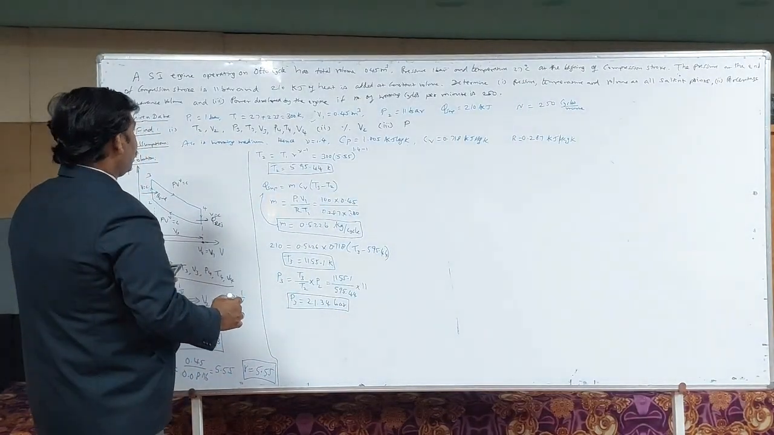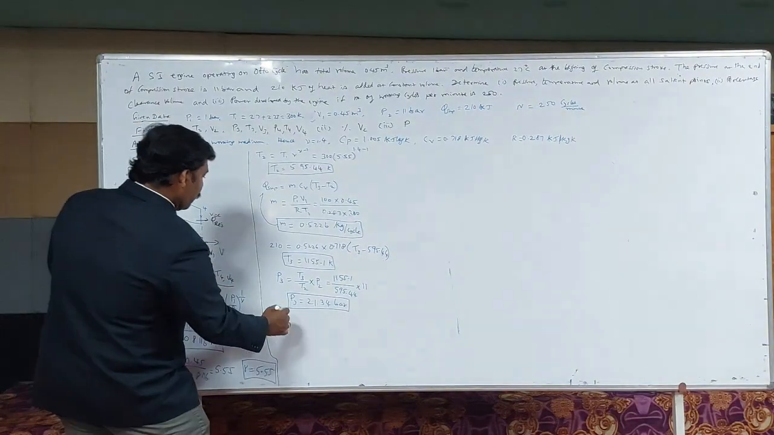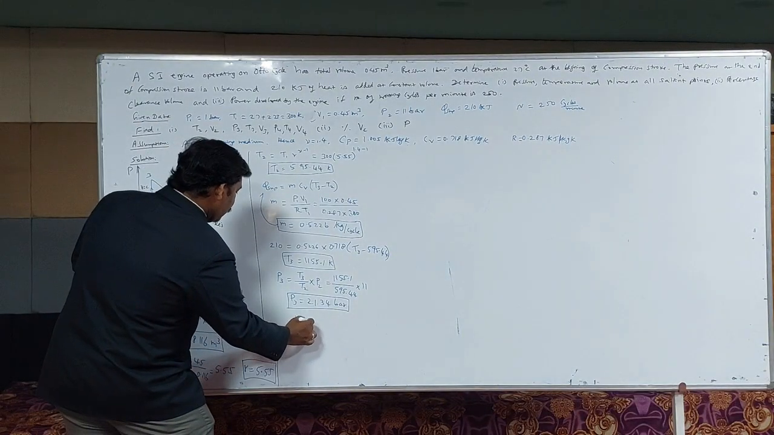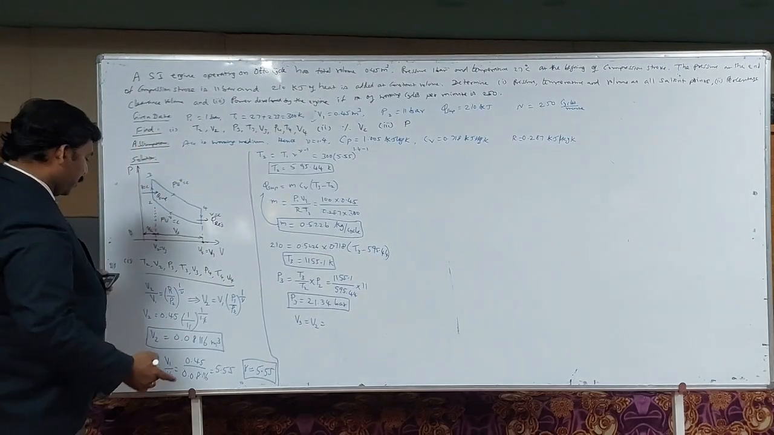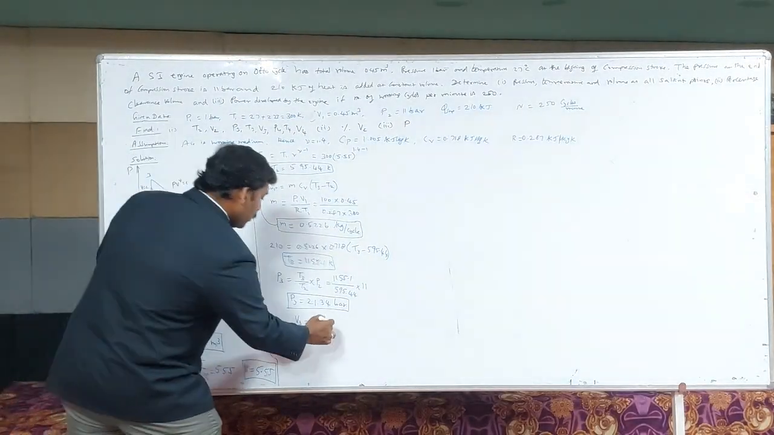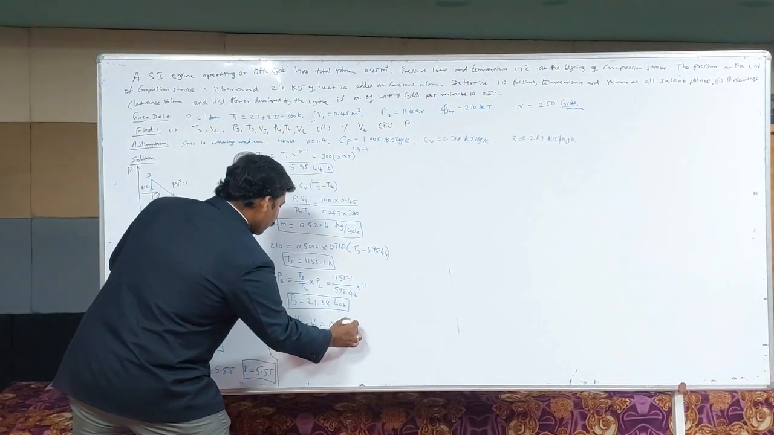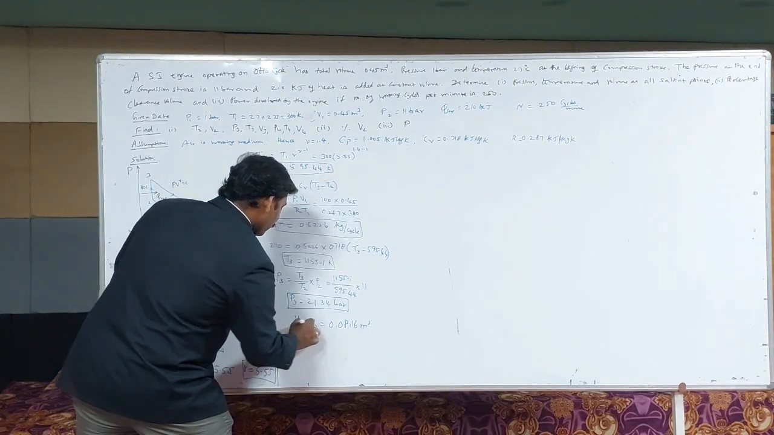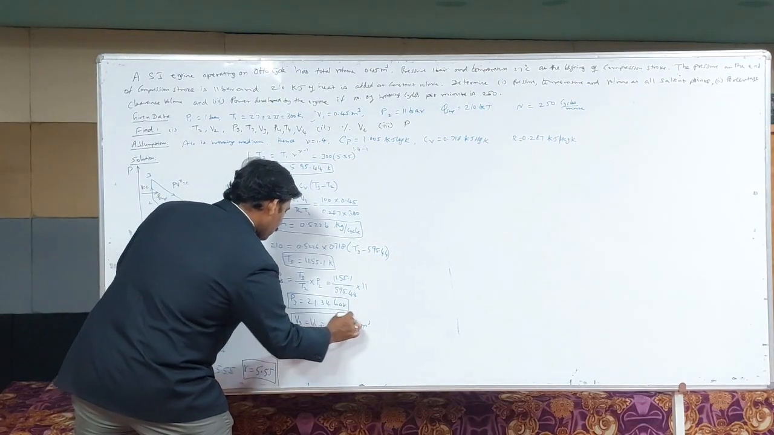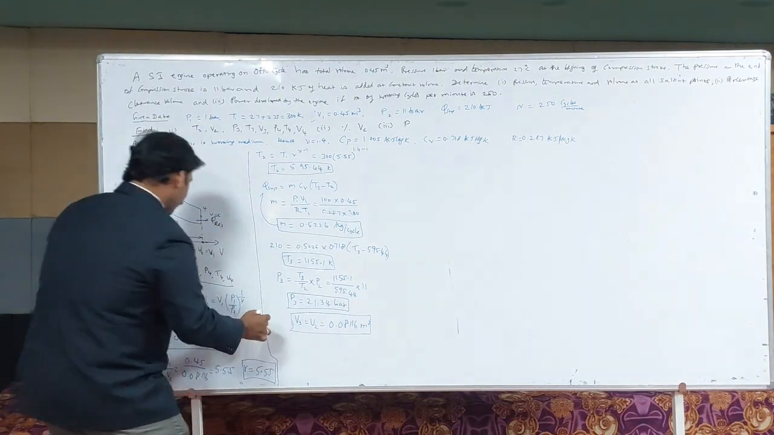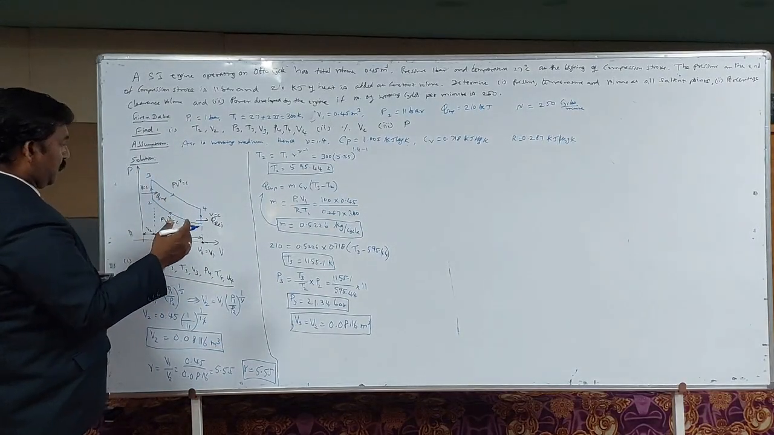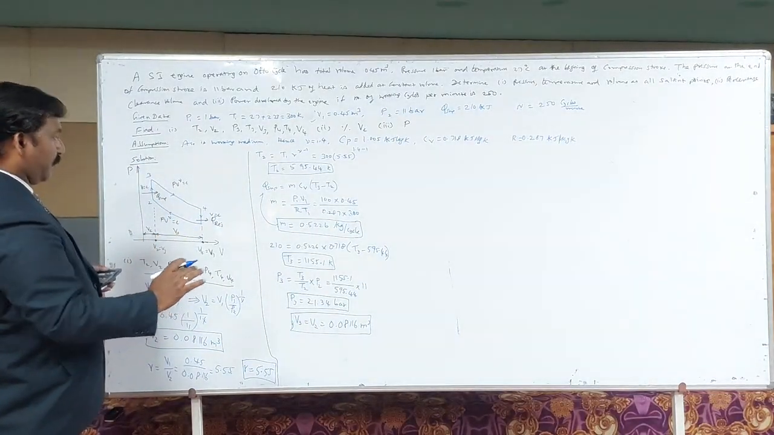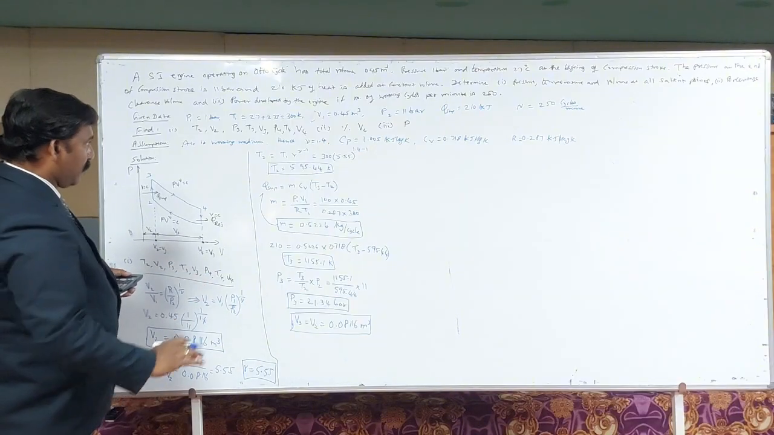And not only that, V3 is equal to V2, that also we have to write here. So V3 is equal to V2, and we know V2 as 0.08116 meter cube. So we found out now V2, T2, P3, T3, V3. The remaining are P4, T4 and V4.